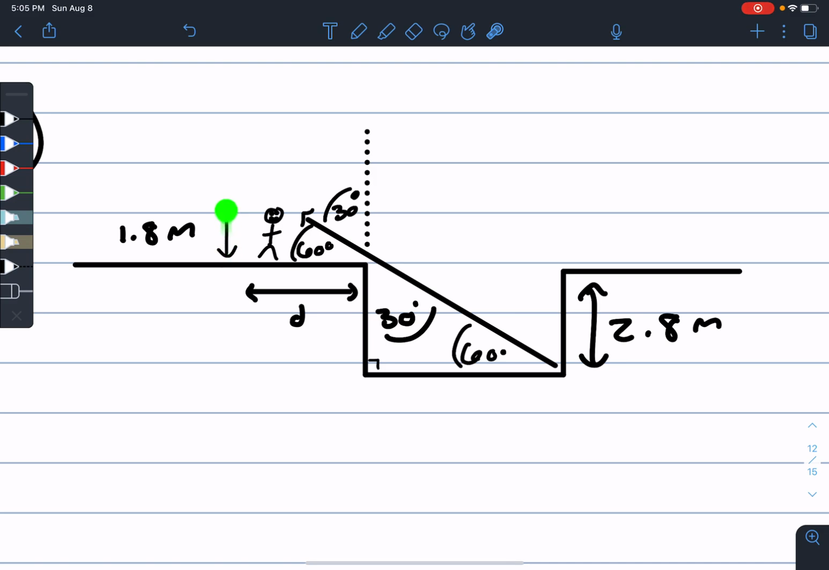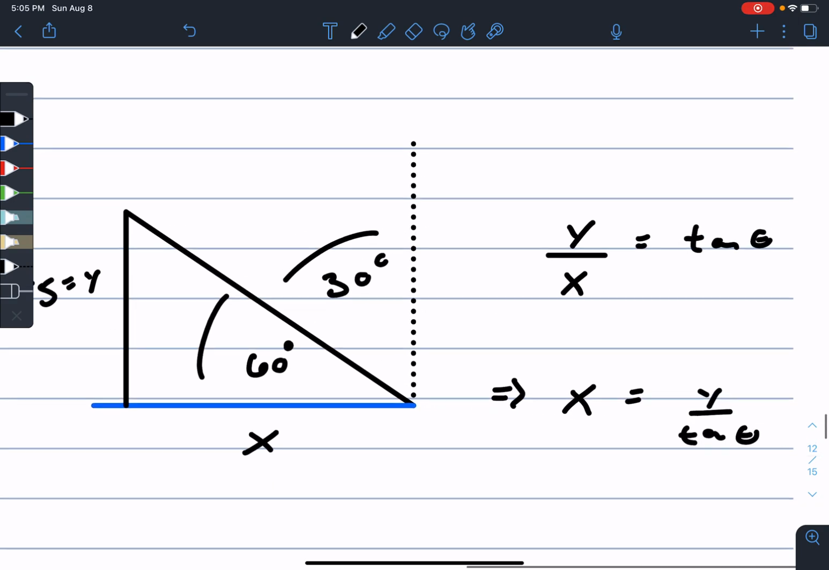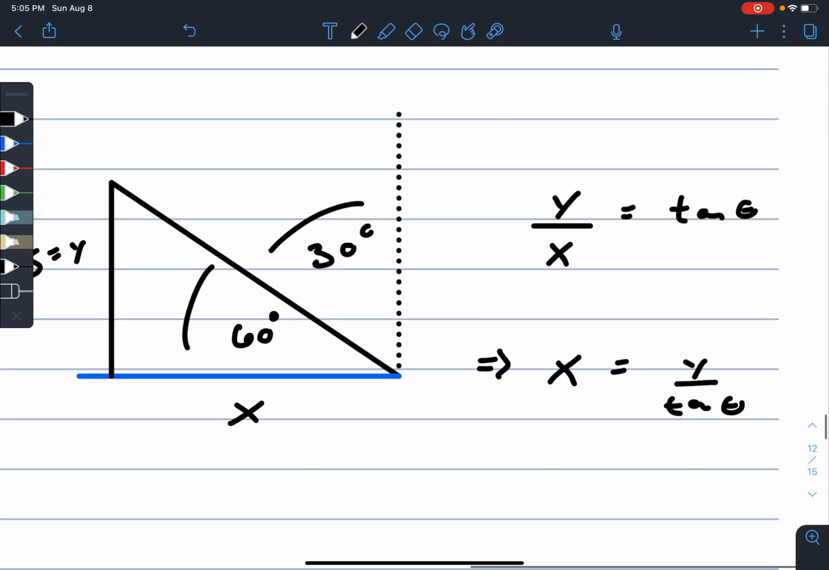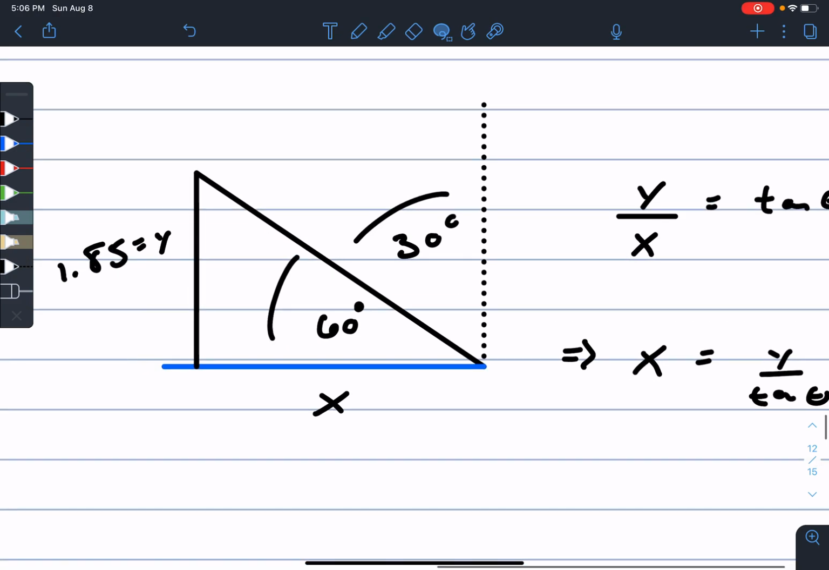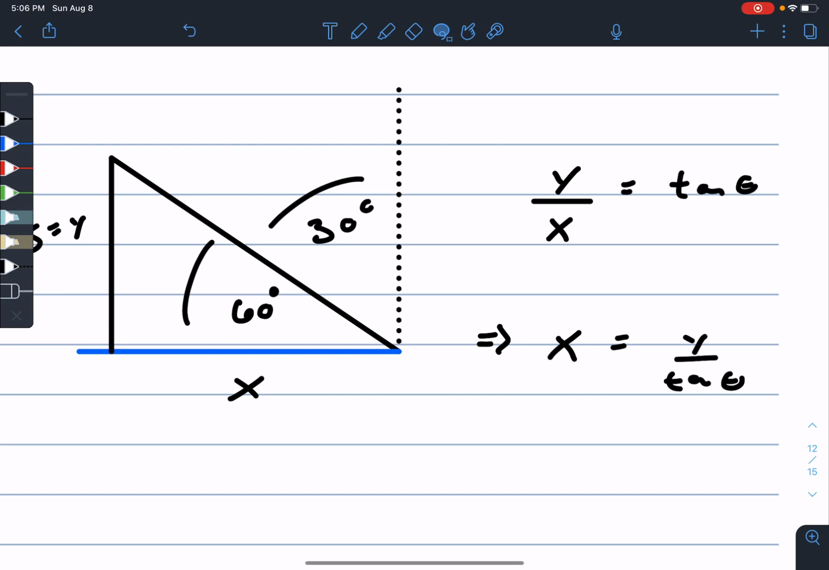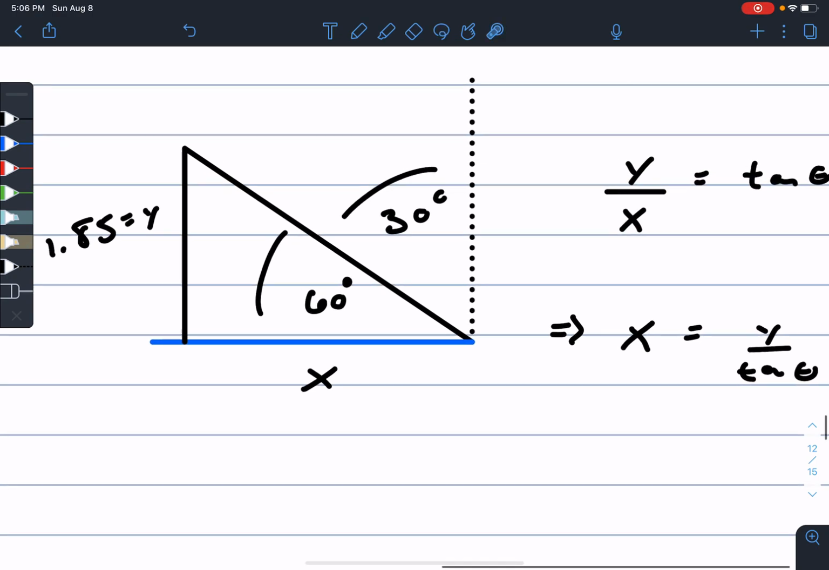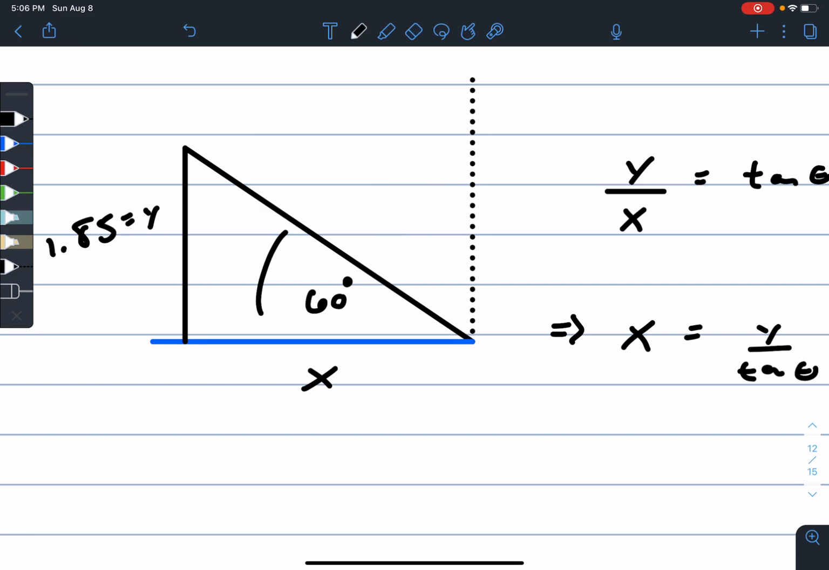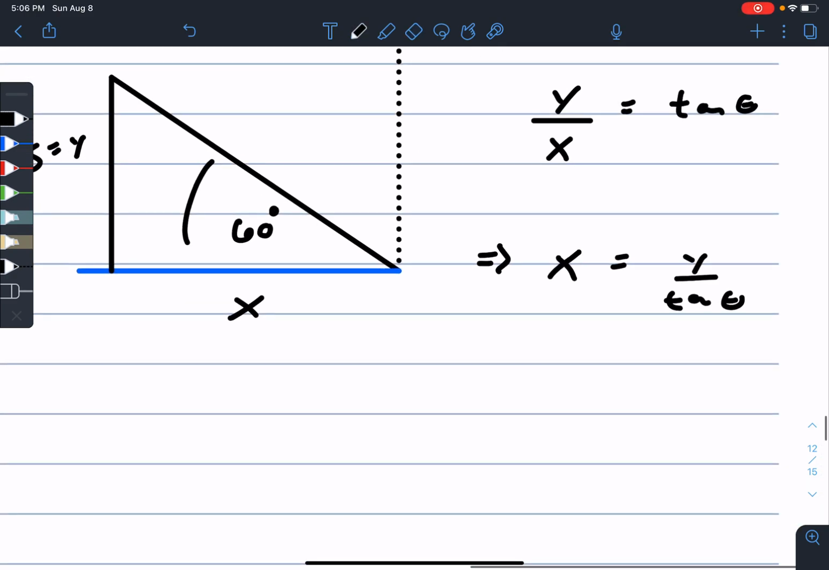Okay, let's recall that we know this height here. This could be our y value. This angle is 60 degrees. This is going to be our x value. So if we just redraw our triangle, which I've done here, and then we use some trigonometric facts, that tangent theta is equal to y over x. This is what we're solving for. We just really need this information here. We don't need this one. So let's solve for it.